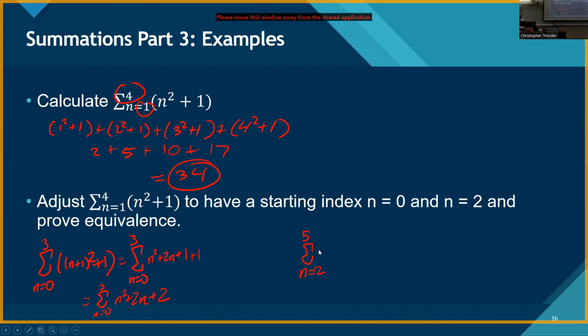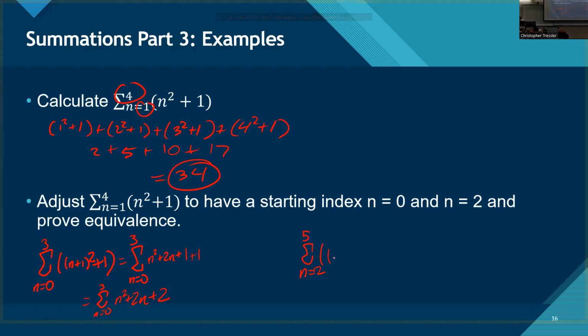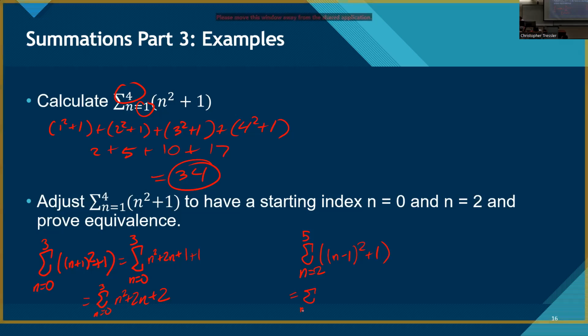And then after that, we're going to plug in n minus, well, let me make sure, let me add another parentheses real quick. We're going to say (n minus 1) squared plus 1, which is going to get us n squared minus 2n plus 1, which is equal to, n equals 2 to 5. And this is going to get us n squared minus 2n plus 2. Now, once again, notice I say right here, prove equivalence, prove that they're the same thing.